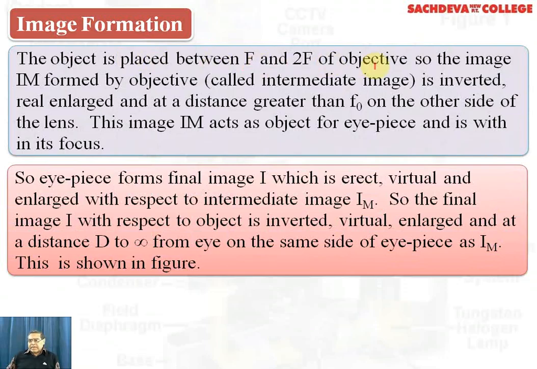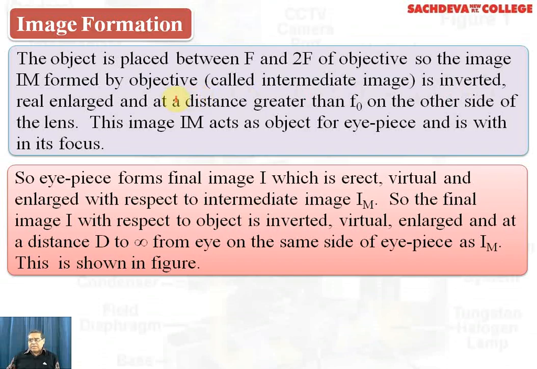We consider a lens, that is the objective lens, and for that objective lens we select the principal focus and double the focal length, and the object is placed between f and 2f. The image I m formed by the objective is called the intermediate image. IM stands for intermediate image. It is inverted, real, and enlarged.